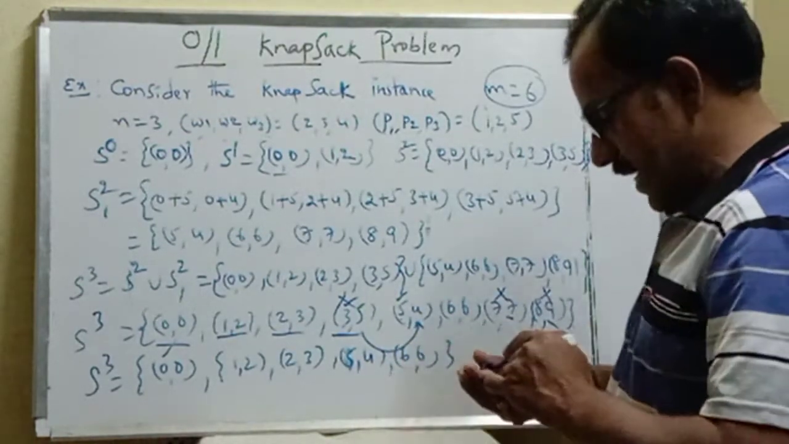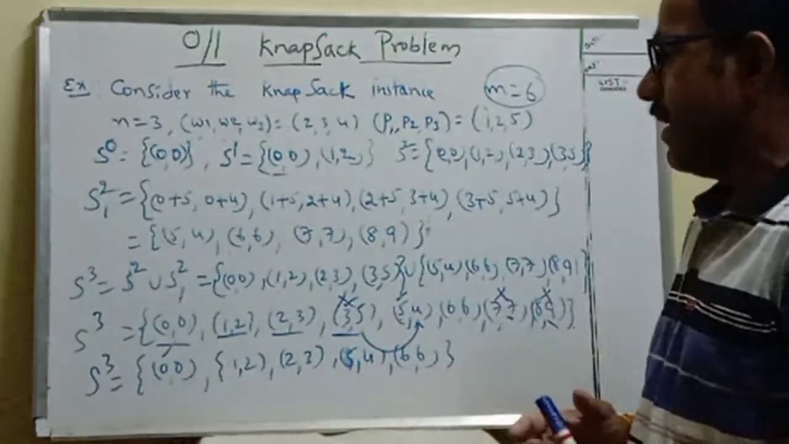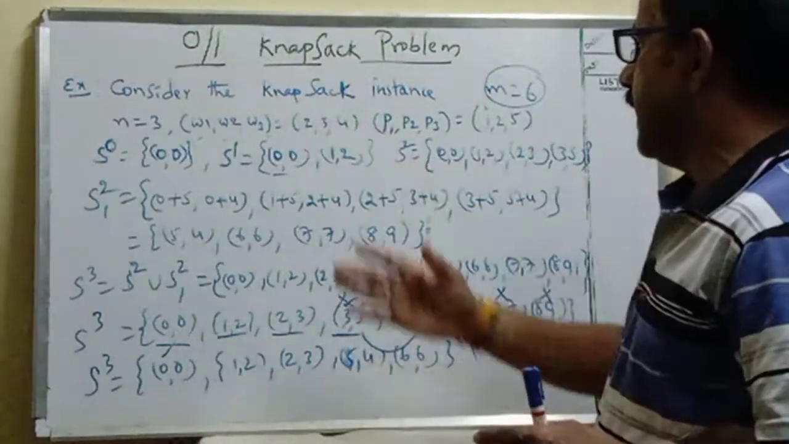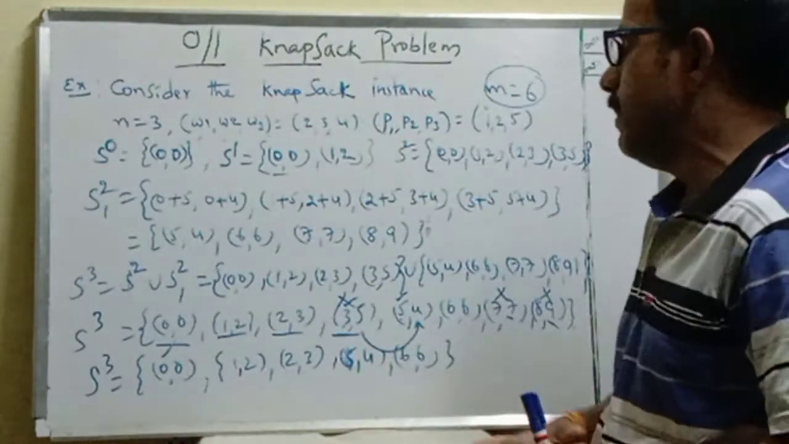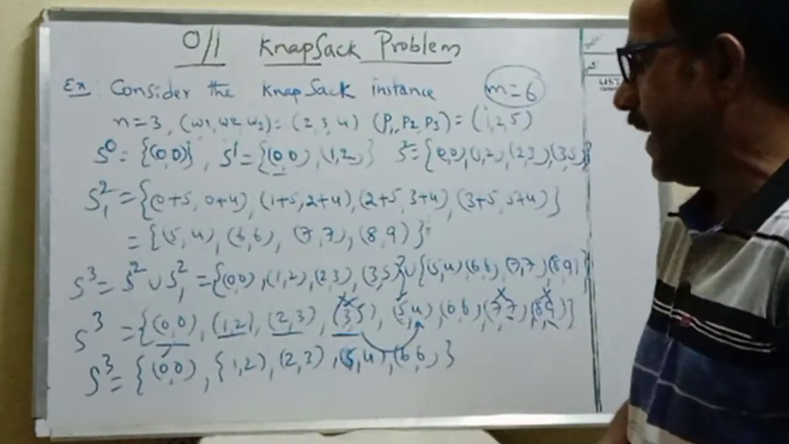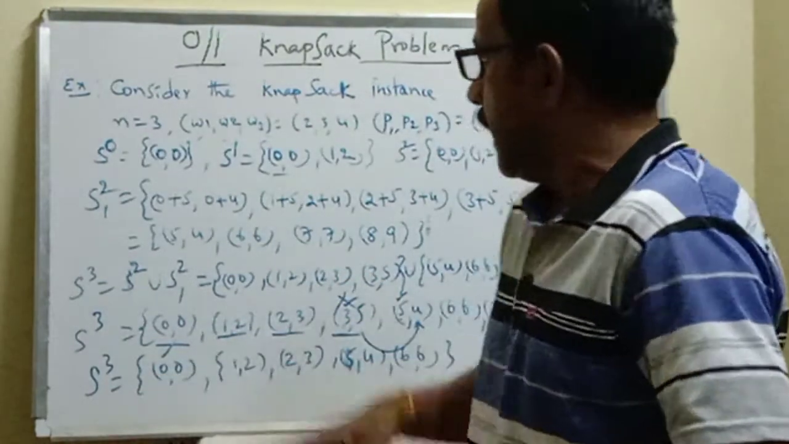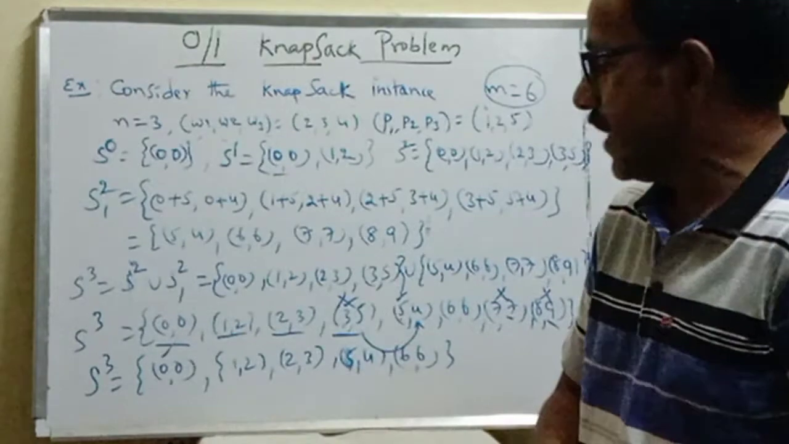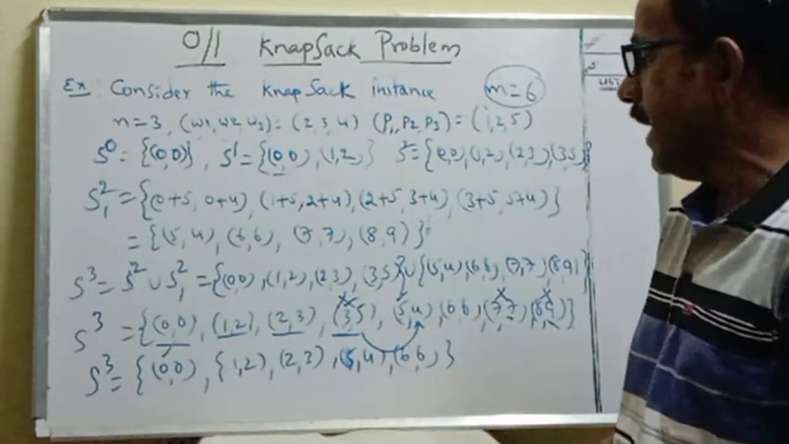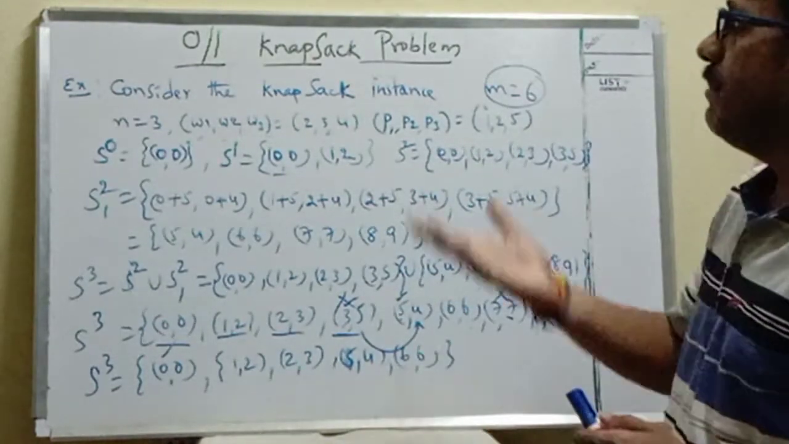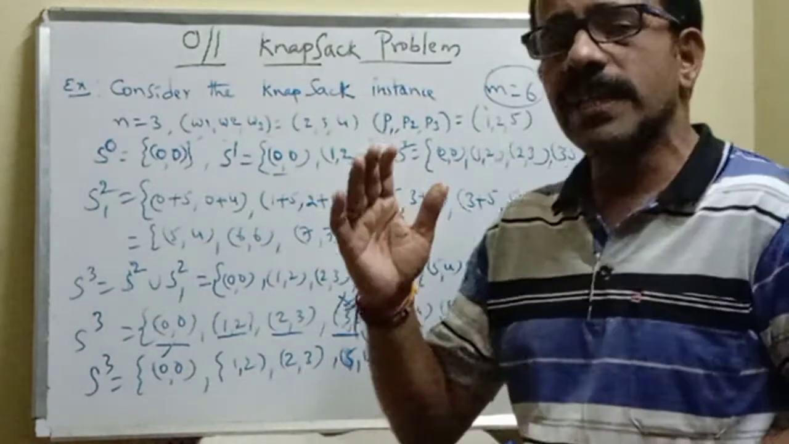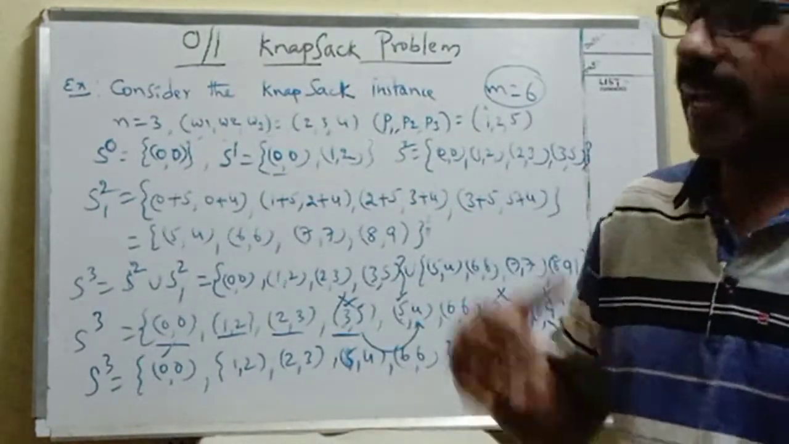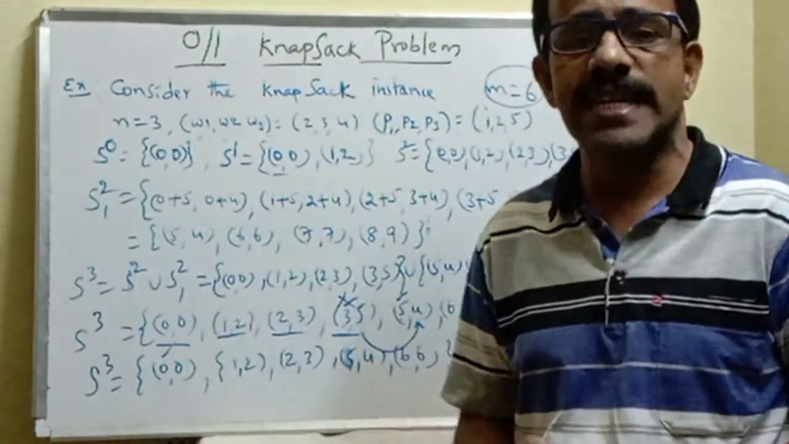So after calculating all the sets, starting with S0, calculating S1, S2, S3, based on the number of elements: if the number of elements is 3, we are supposed to calculate S3. If the number of elements is 4, we are supposed to calculate up to S4. So after calculating that, our ultimate target is showing that x1 is either 0 or 1, x2 is either 0 or 1, so on, xn is 0 or 1.